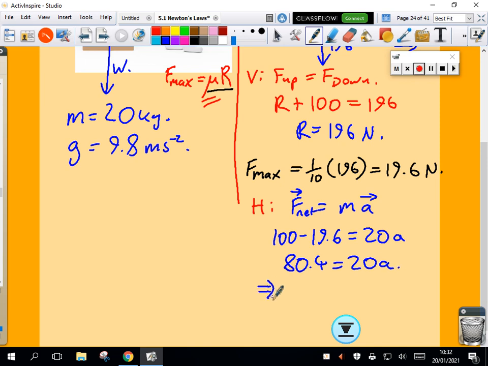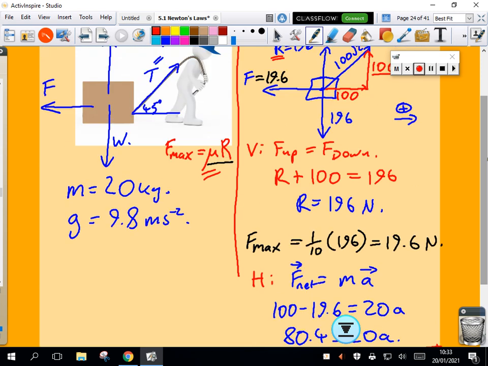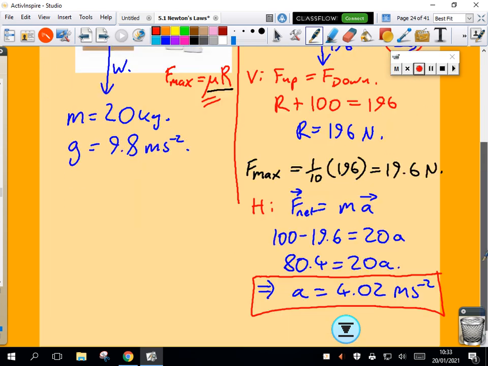And just dividing on both sides by 20, a is going to equal, dividing by 2 first will give me 40.2, and then divided by 10 will be 4.02 meters per second squared. So this box is going to accelerate. Notice it's positive, it's accelerating to the right because it's a right positive system, at 4.02 meters per second squared.